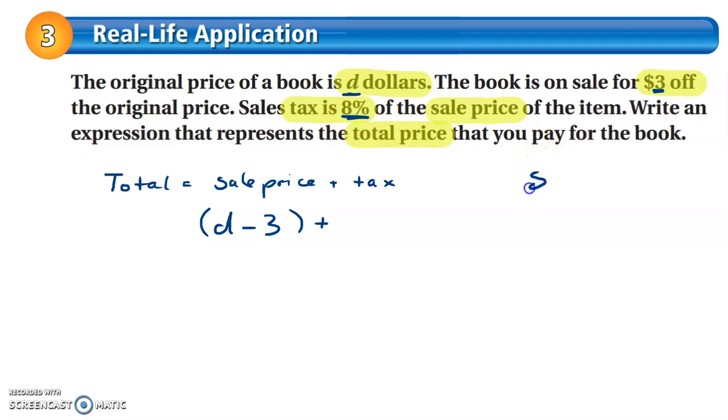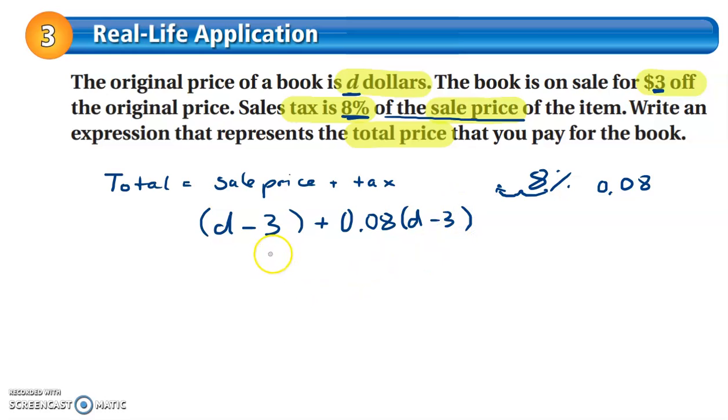Tax is 8%. Whenever we calculate, we need to change percent to decimals. Changing percent to decimals means dividing by 100 or moving the decimal over 2 places. Put a decimal point there, so that gives us 0.08. All right, so plus 0.08 times the sale price, because it's 8% of the sale price, so it's D minus 3 there.